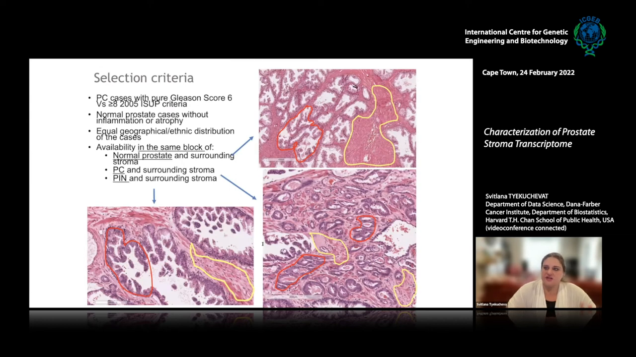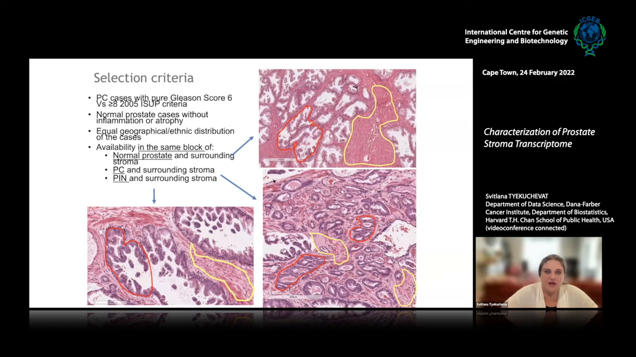The specimens came from multiple countries: Italy, Ireland, UK, and United States. The prostate cancer cases that were selected had pure Gleason score 6 and pure Gleason score 8 and above. There were no intermediate Gleason 7 cases, which could be unclear how to study, because you will have both patterns 3 and 4.